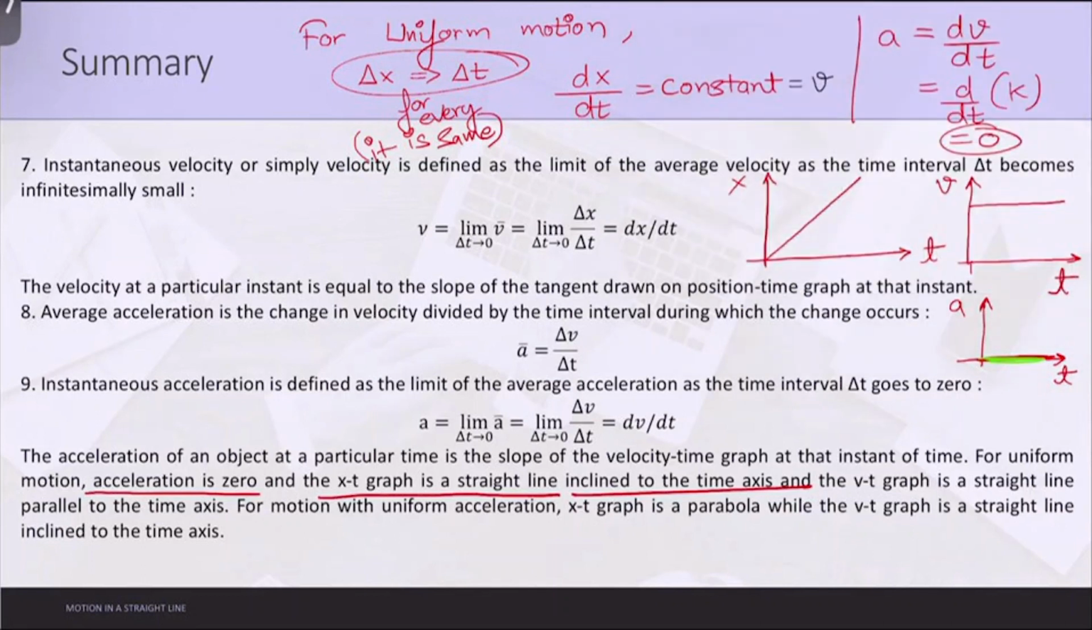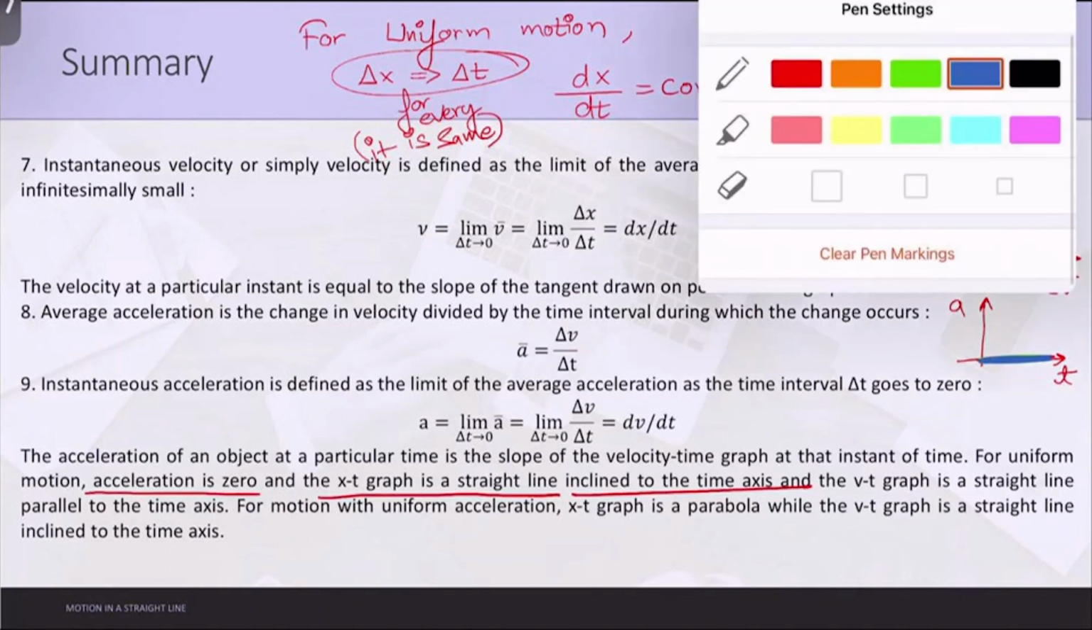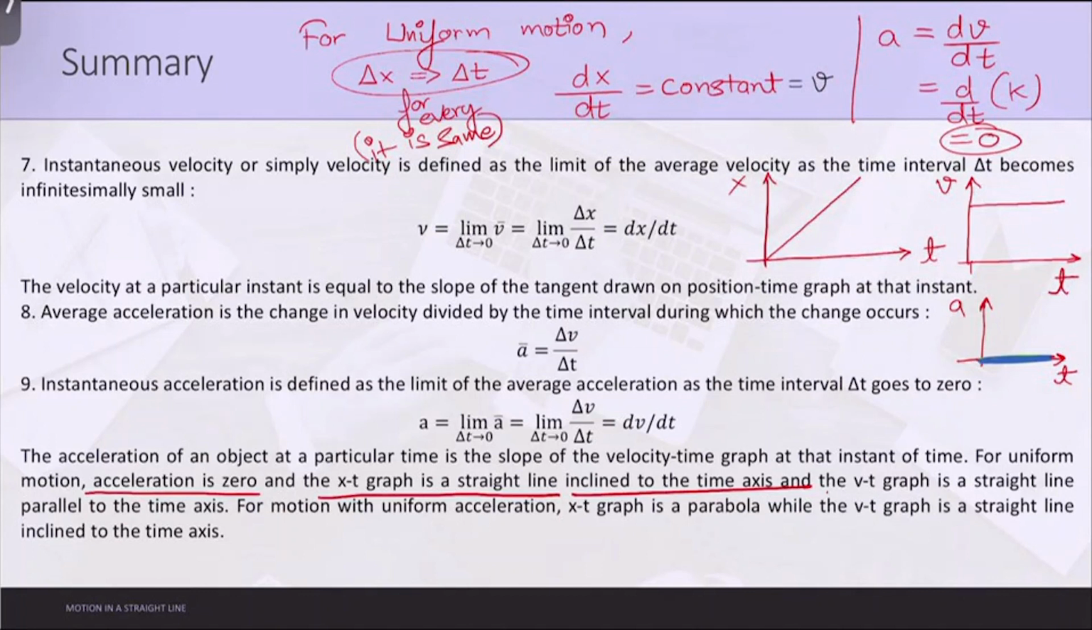An at graph is being made, and let's say I draw with a blue line, and this is how an at graph is. Okay. Right, and the vt graph is a straight line parallel to the time axis. For motion with uniform acceleration, what happens in uniform acceleration? The xt graph is a parabola, while the vt graph is a straight line inclined to the time axis.